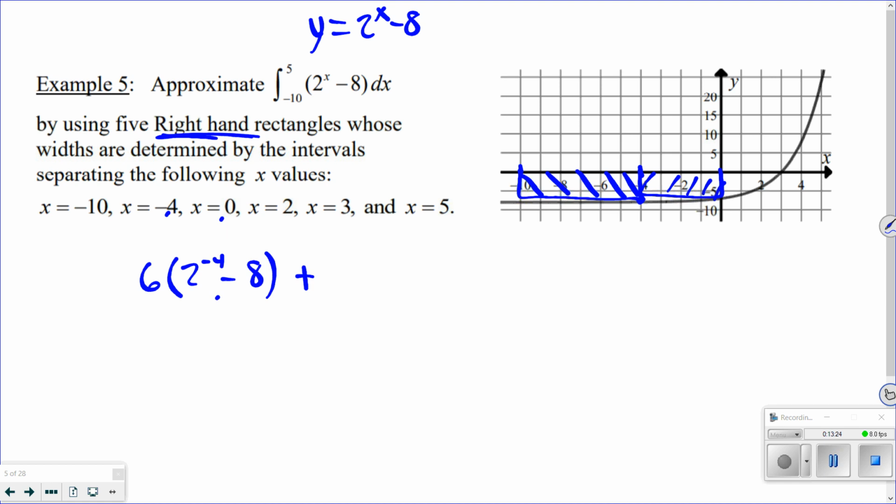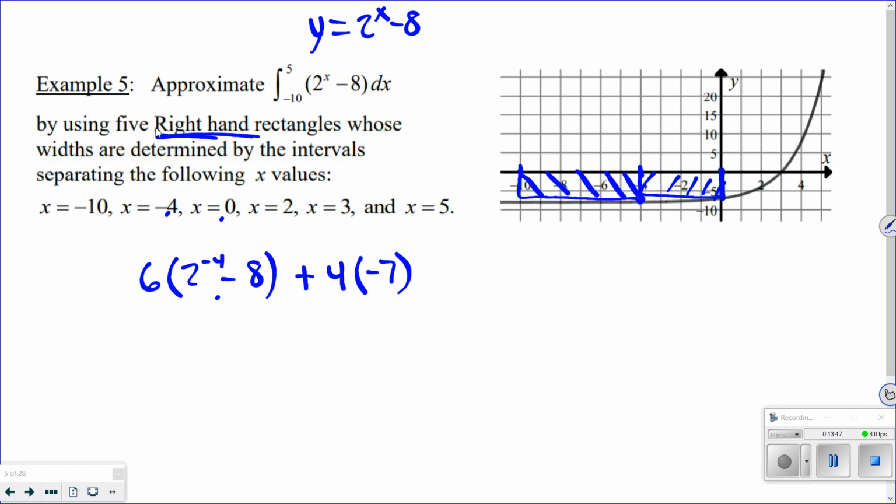And that's going to come out to be a negative, right, because we're going to have a negative area down below there. This next one's going to come out to be a negative also. So that's going to be plus my width. I'm going from negative 4 to 0. My width is 4, times the right side. The right side is when x is 0. So if I plug 0 in there, 2 to the 0 is 1. 1 minus 8, that'd be negative 7.